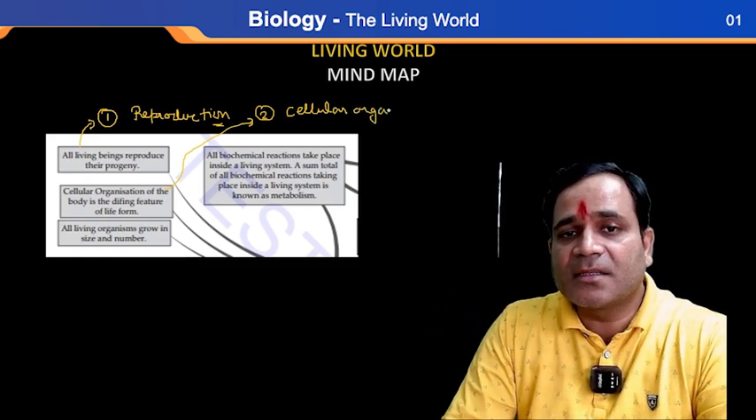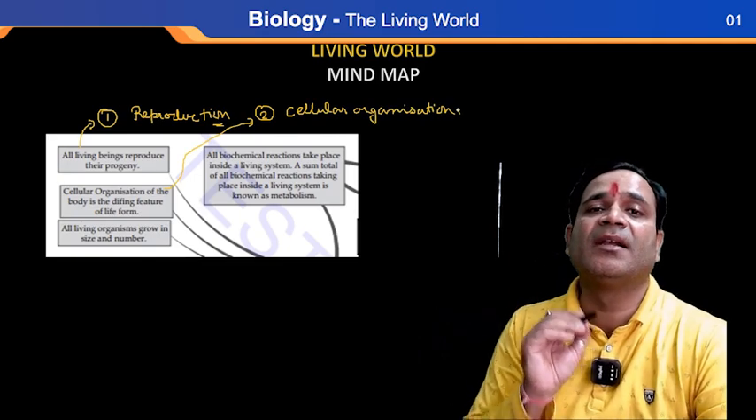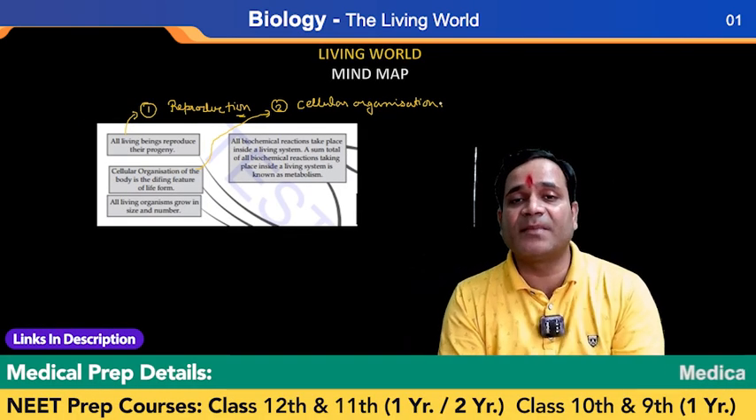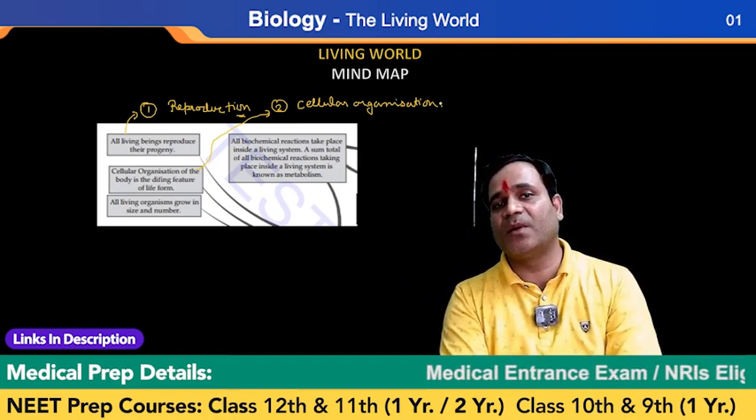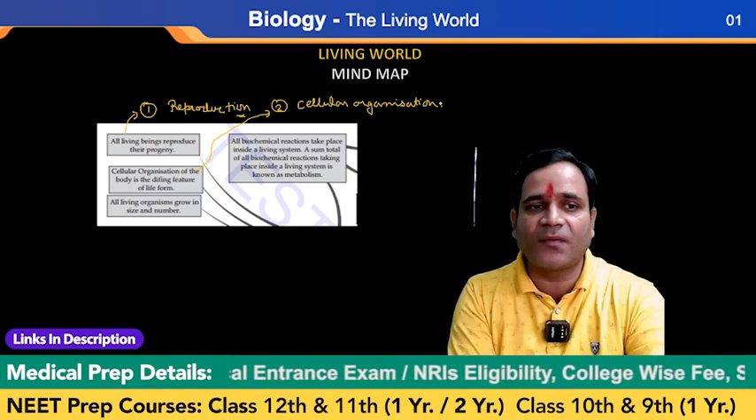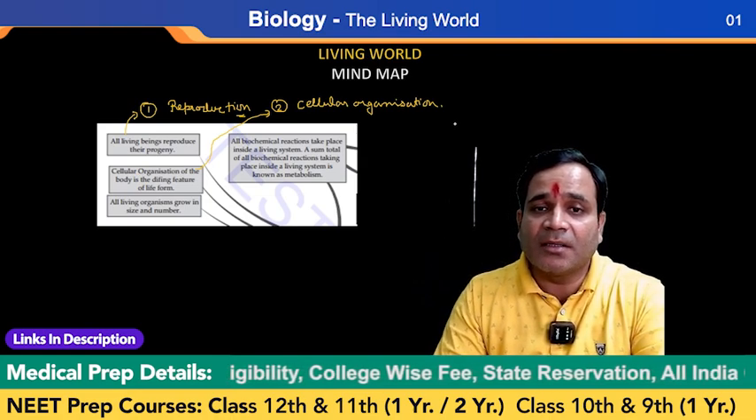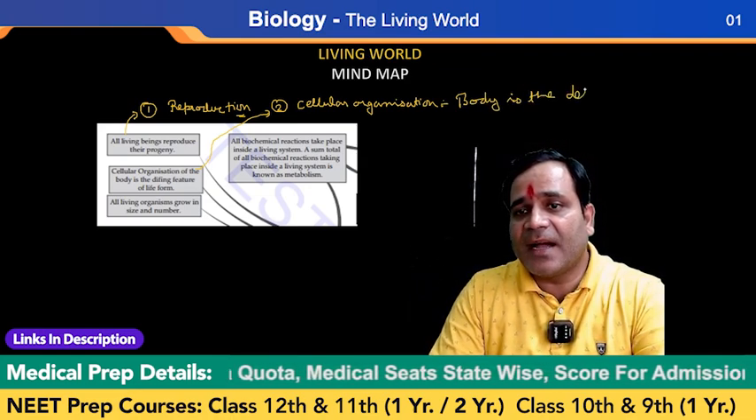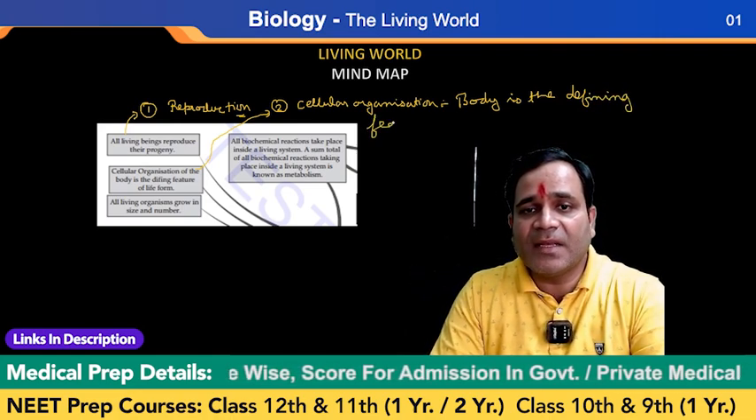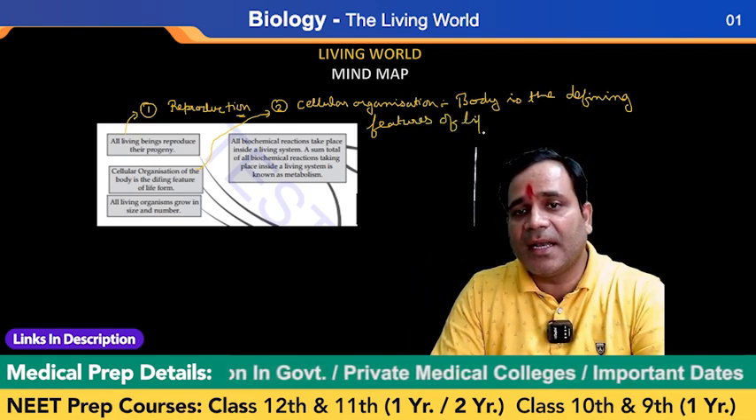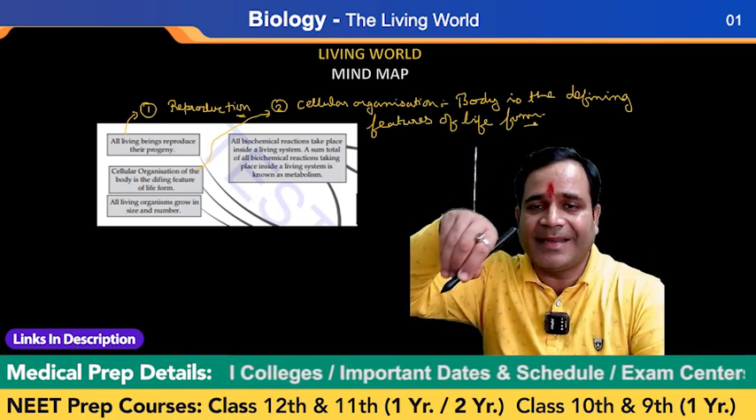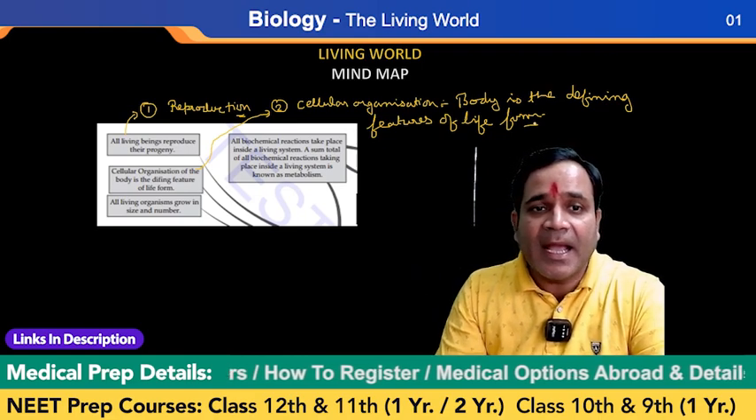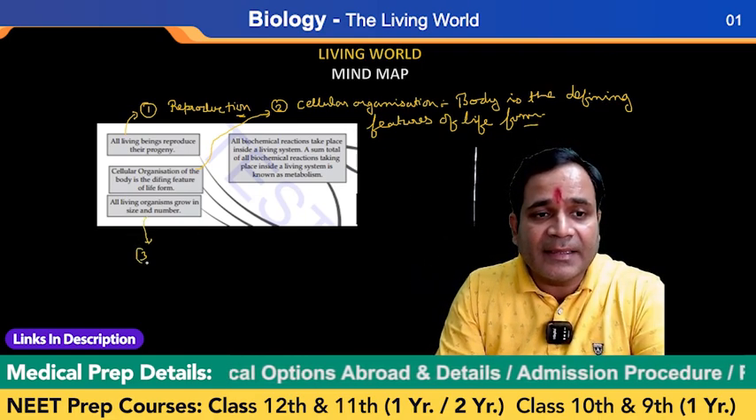Cellular organization. If I'm saying cellular organization, it means organisms which have a cell basis. You all know that all life originates from cells, and different cells unite together to form tissue, and after that they form organ system level of formation. So in cellular organization, the body is the defining feature. Defining features of all life forms, right? Whatever the life forms, all life forms have their defining feature, and that defining feature is known as cellular organization. Definitely.